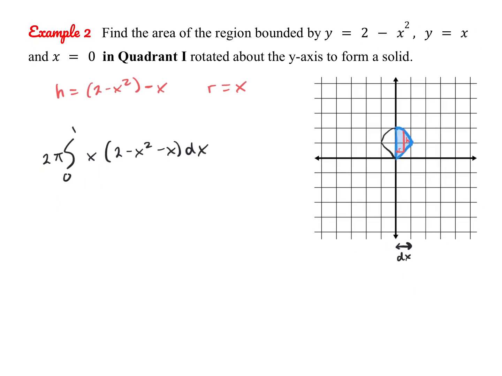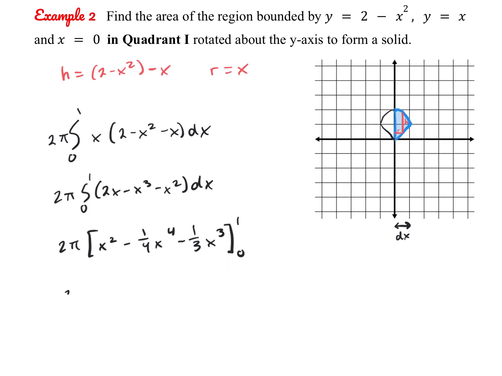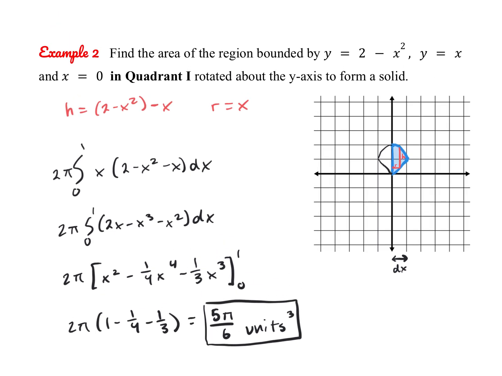And now the hard part is done. The rest is just evaluating our integral. So I'm going to distribute first. So 2 pi times x squared minus 1/4 x to the 4th minus 1/3 x cubed from 0 to 1. Sorry, this is supposed to be a 1. And here, I have 2 pi times 1 minus 1/4 minus 1/3. So I get 5 pi over 6 units cubed. There you have it.